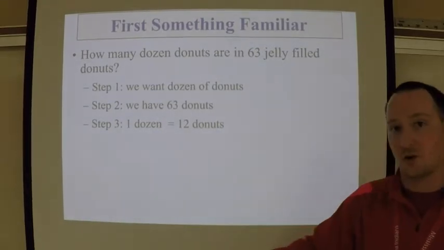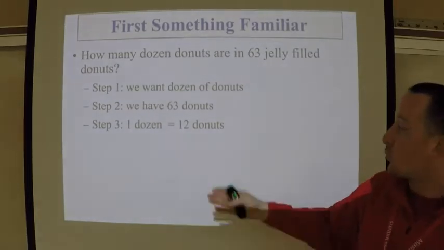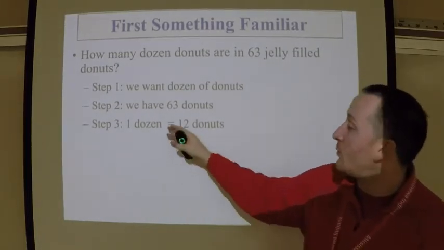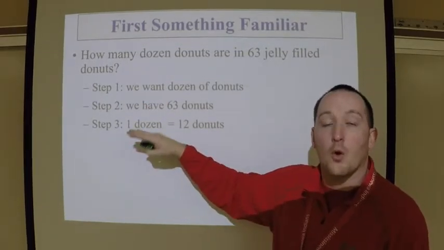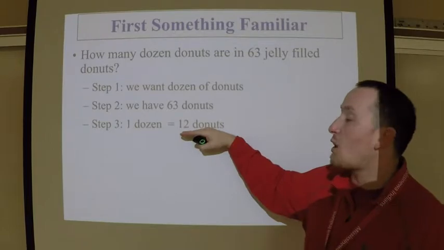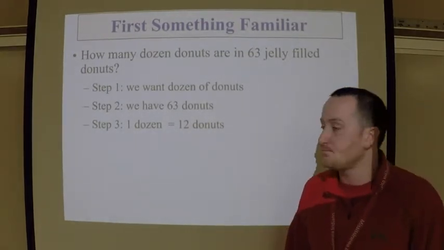That's our conversion factor. Now, we're going to write this one of two ways. We're going to write it as a fraction, where we're either going to put 1 dozen on top and 12 donuts on the bottom, or we're going to do it the other way. We're going to put 12 donuts on top and 1 dozen on the bottom. And I'll show you how we determine that.